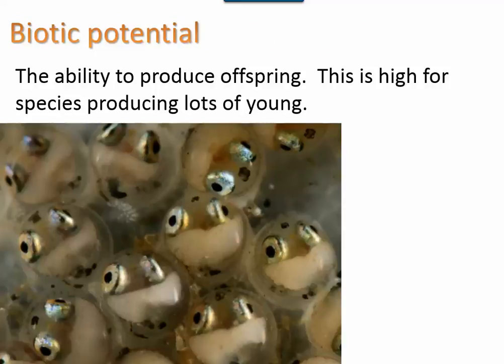Biotic potential is a term meaning the ability to produce offspring. And this is high for species producing lots of young. And here we see some little striped blenny fish eggs. How cute.